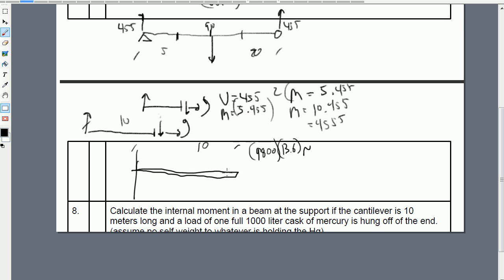And the moment is just going to be, if you think about it, we're going to cut it off here, replace this with this, and this. And if this is 9,800 times 13.6, the moment is going to be a negative 9,800 times 13.6, because it is 13.6 times as great. So this is 1,000 times 9.8, which is 9,800, times 13.6, and that is the value of the internal moment.